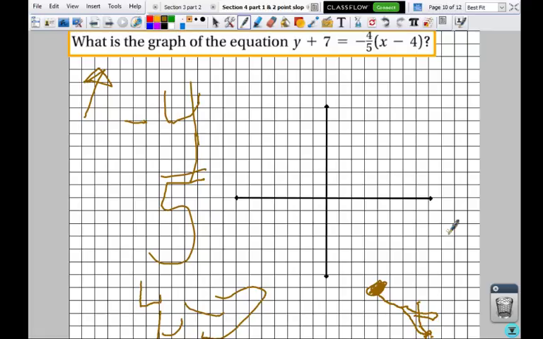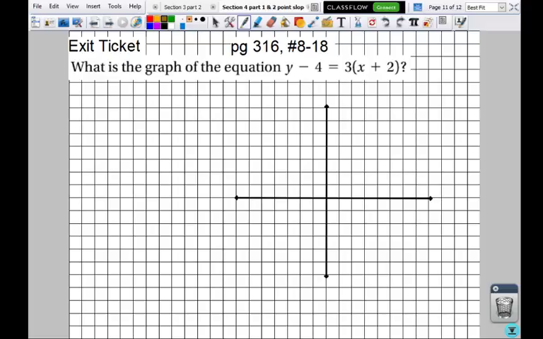Let's finish this. Put some arrows on it. All right, that's it. So we are just practicing graphing today, so that is it.